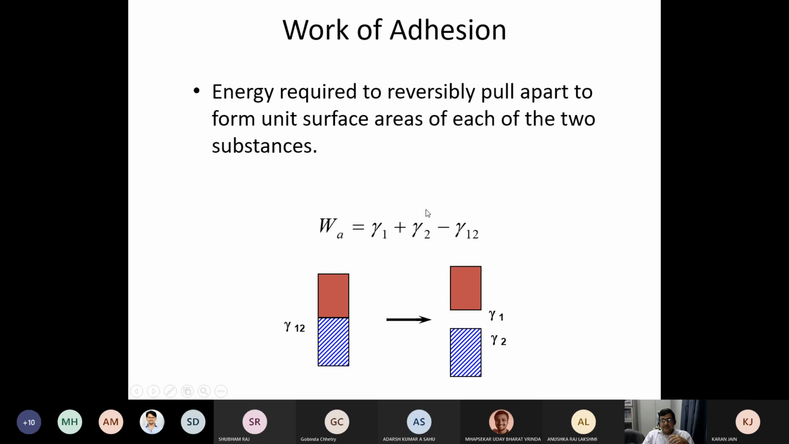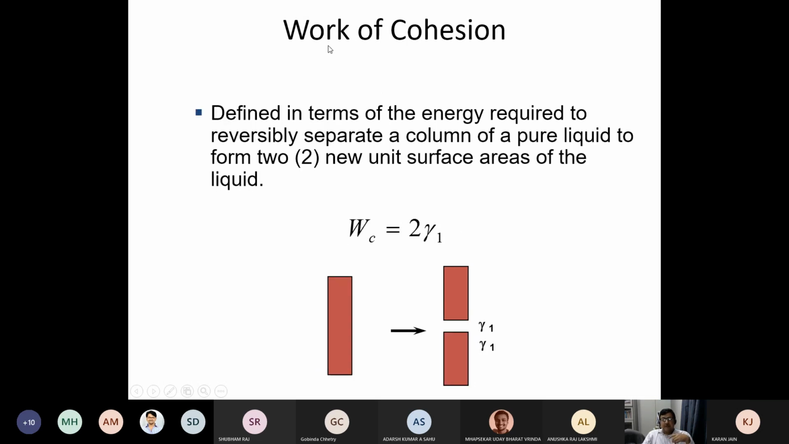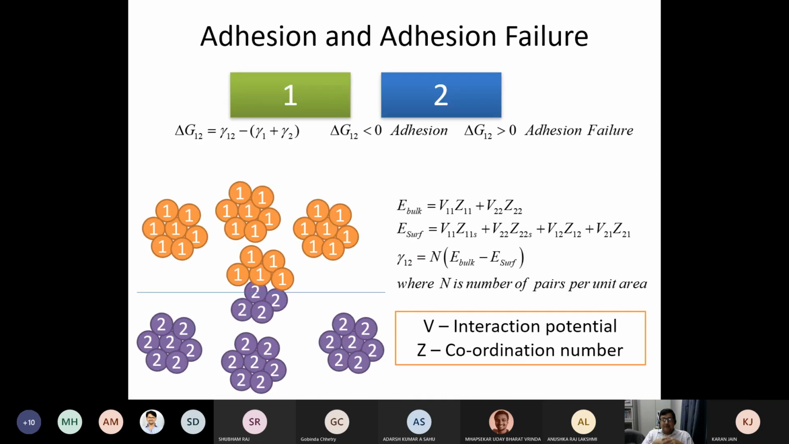Here, you have to invest gamma 1 plus gamma 2 minus gamma 1,2 in order to separate them like this. Whatever energy you have to invest, that is here called the work of adhesion. Whatever energy you invest here, that is called the work of cohesion. Okay, clear? Now let us look at the molecular perspective.